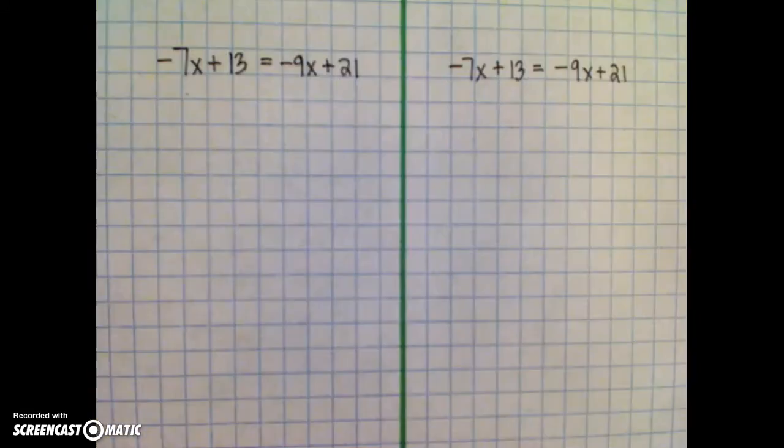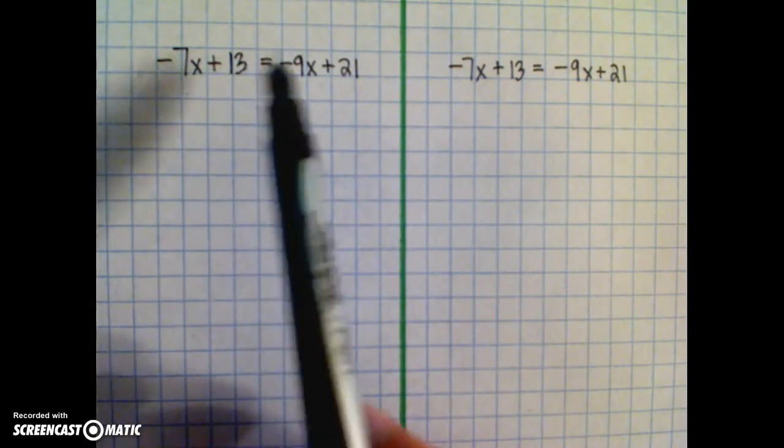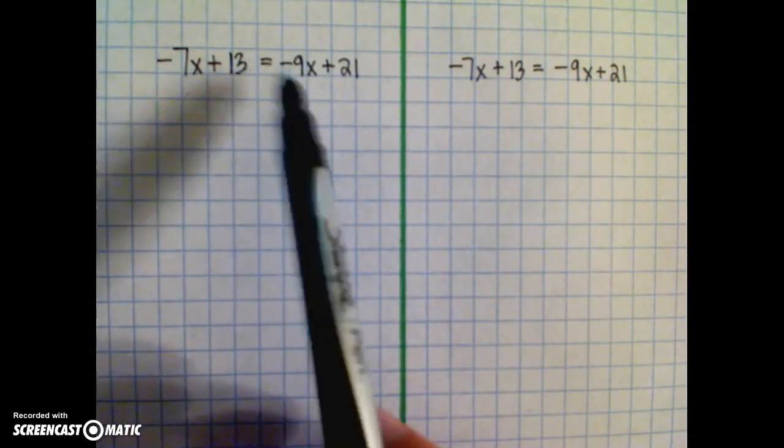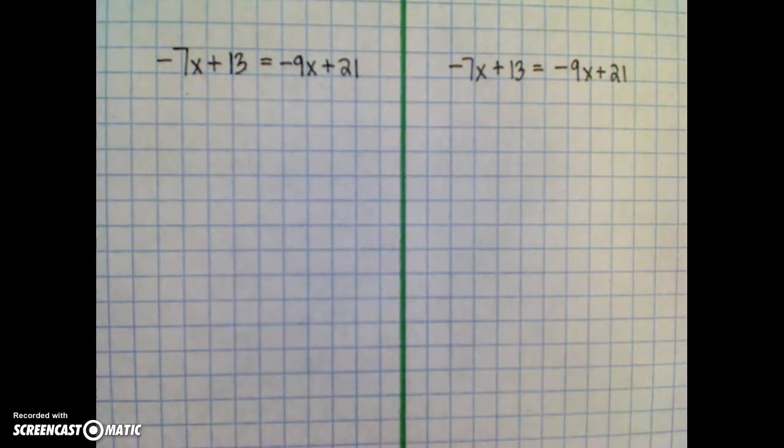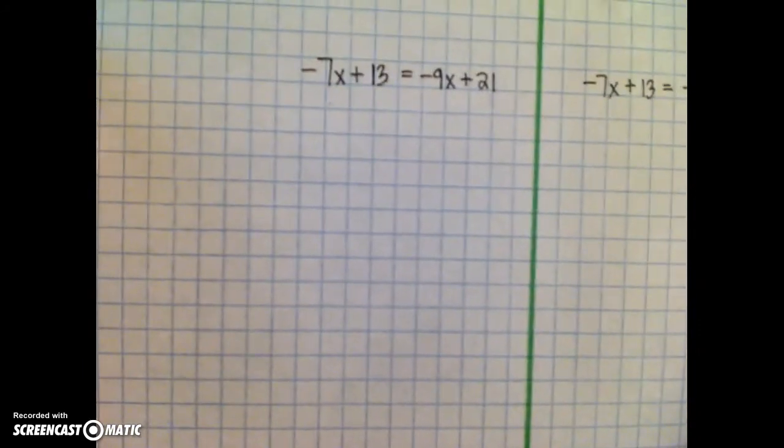Let me get the problem. So here's the problem that we'll be working with. You'll notice that there is a variable on both sides. And you might be thinking to yourself, wait a second, why are there 2 equations on the screen? Well, that's because with equations that have a variable on both sides, you actually have a choice. So I wanted to show you both of those choices so that you could see either choice will get you the correct solution. So let's start over here with the equation on the left.